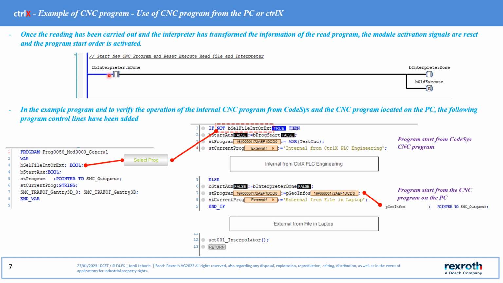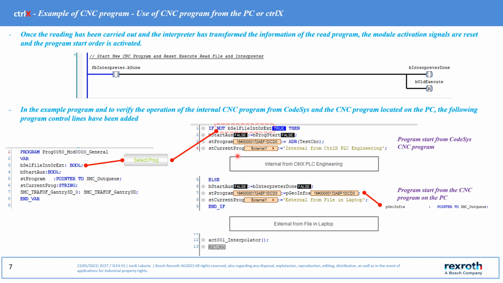Once the data for sending the program has been processed by the interpreter and the speed check, the reading and activation reset is carried out and a temporary interpolation activated order is activated. In the example program, since we want to verify the functionality with the two program options, the internal CNC program and the external programs, which will be most common, we will create these lines in the program that will allow us to make the selection.